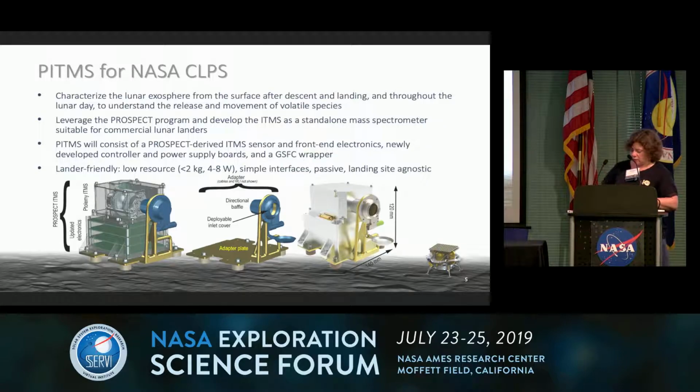So here's what it's going to look like when it's on the CLPS lander. We are manifested on Astrobotic. Oh, I talk about the next one. So here's what it looks like. Here's the ion trap mass spectrometer and the electronics. So OU is just building this as is. Here's the ion trap and here's the electronics, and that's going to come as a single package.